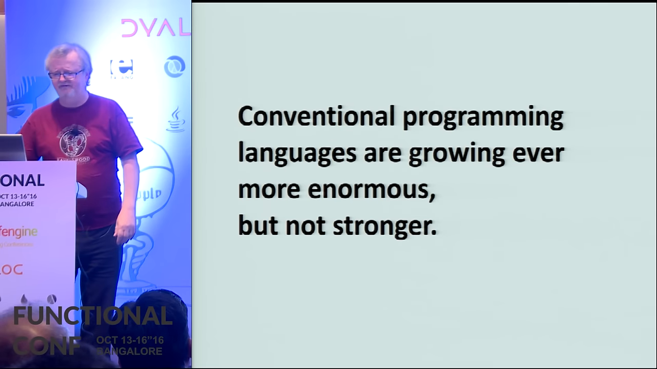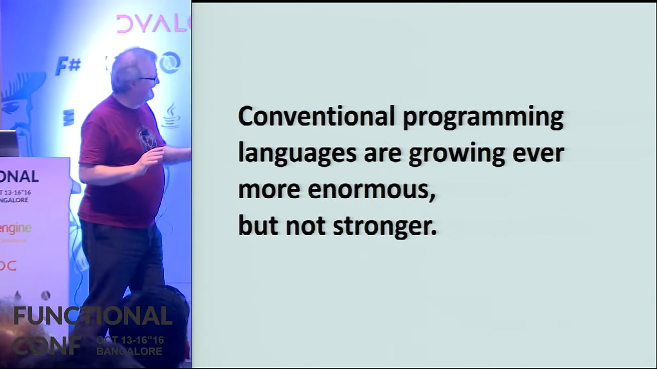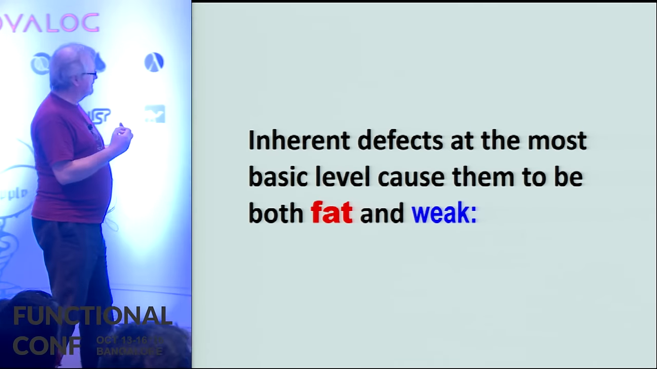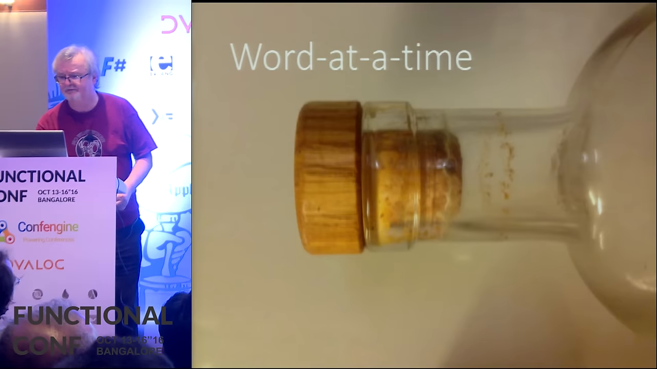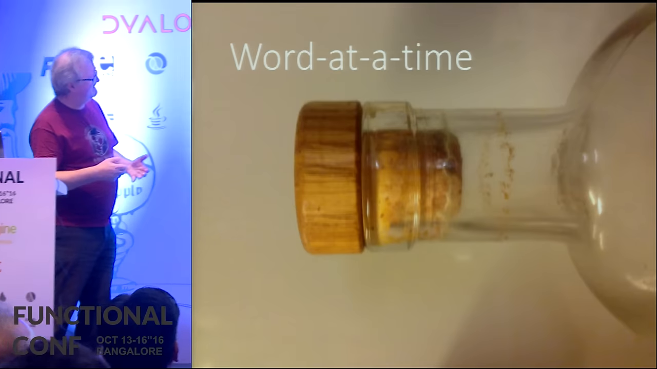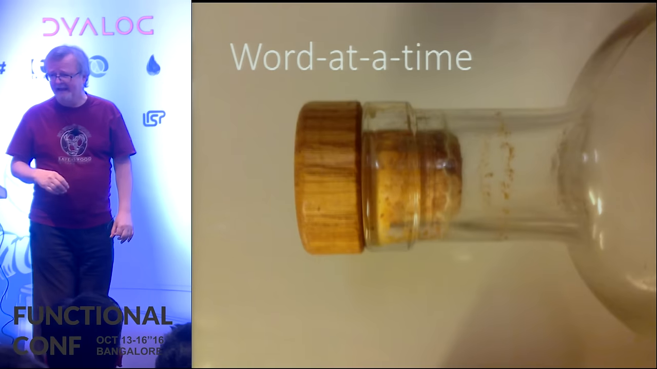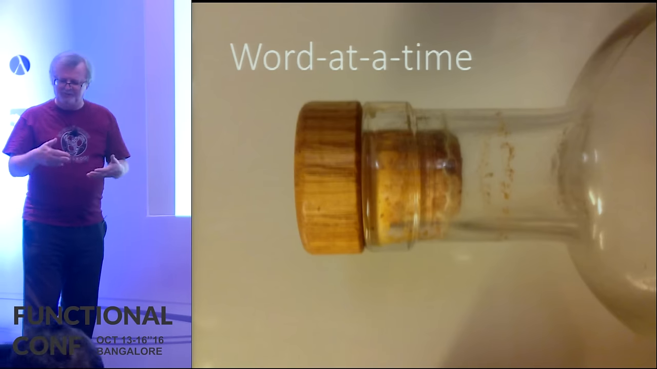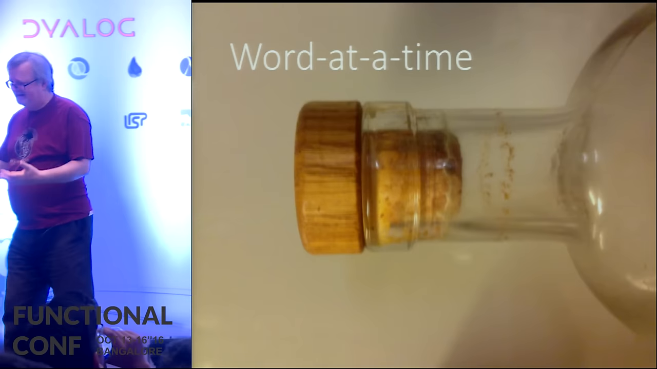So he starts off, conventional programming languages are growing ever more enormous, but not stronger. I think you had Ada in mind in particular at that time. Inherent defects at the most basic level cause them to be both fat and weak. Sounds terrible, doesn't it? What are these defects? Their primitive word-at-a-time style of programming, inherited from their common ancestor, the von Neumann computer. So he was very negative about word-at-a-time programming. And he said, because the processor operates on one word at a time, our programming languages operate on one word at a time. And that creates this bottleneck between what we want to do and our data.